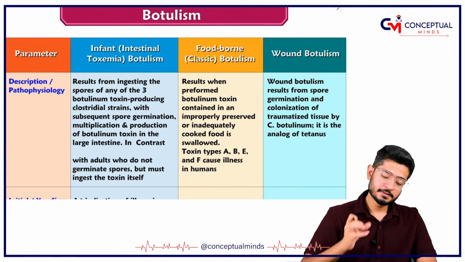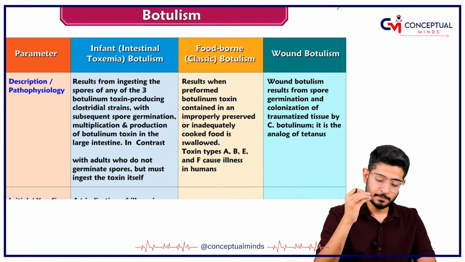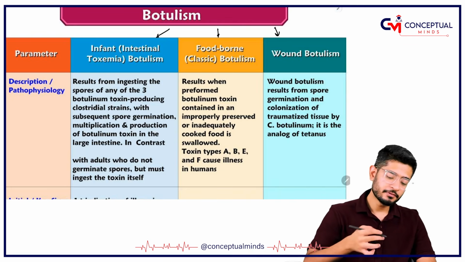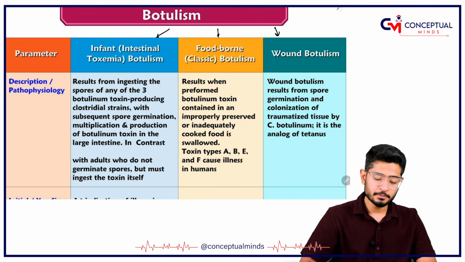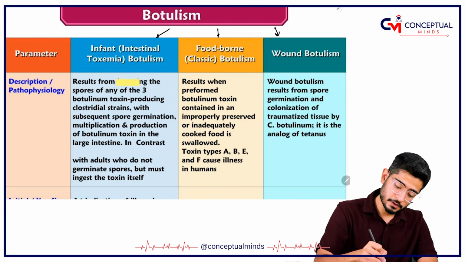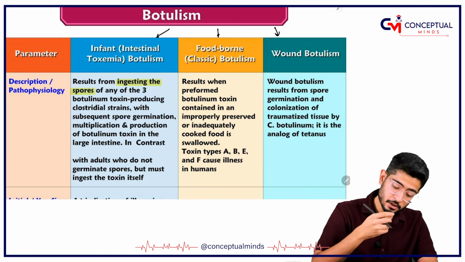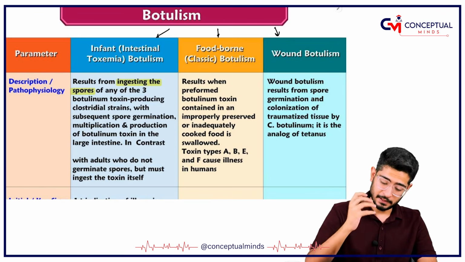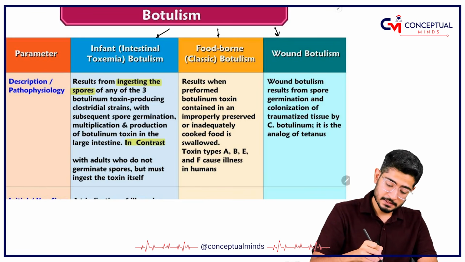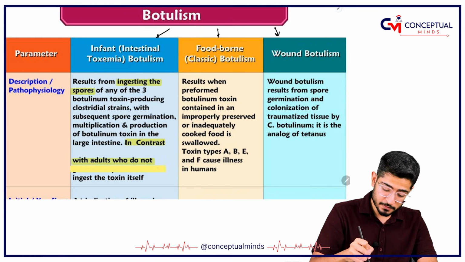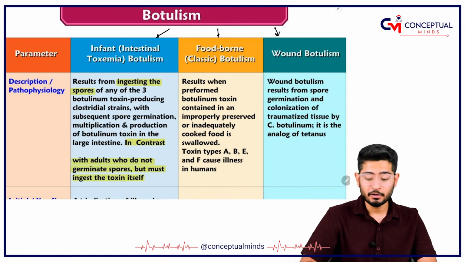Now, botulism, if we see, has been divided into three parts. One is called wound botulism, the foodborne botulism, and the infant botulism. So infant botulism means what? See, infant botulism is actually produced from ingestion of the spores, in children, in infants. In contrast to this, adults don't germinate the spores, but they ingest the toxin itself.